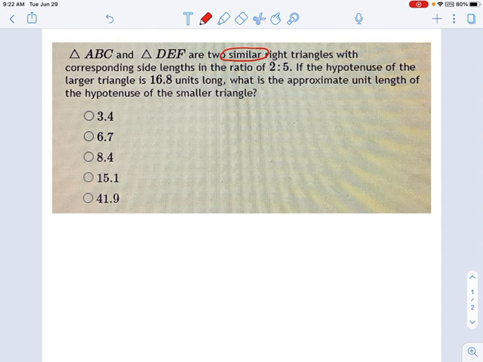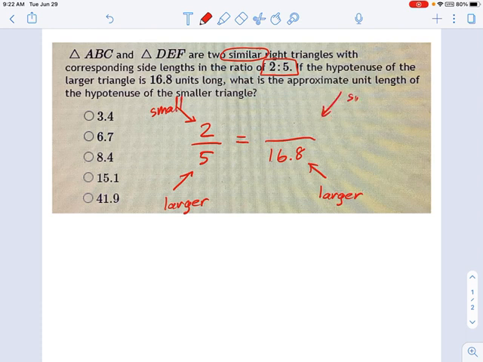And they tell us that the side lengths are in the ratio of 2 to 5. So if the hypotenuse of the larger triangle is 16.8, and I'm going to put my 2 to 5 ratio right here. If the hypotenuse of the larger one is 16.8, what's the hypotenuse of the smaller one? Well, it has to be in the same ratio. This is a ratio problem. 16.8. So there is where I put my larger triangle, because right here is the larger component of the ratio. And I want to know what the smaller hypotenuse is. So that's going to be whatever term goes up here.